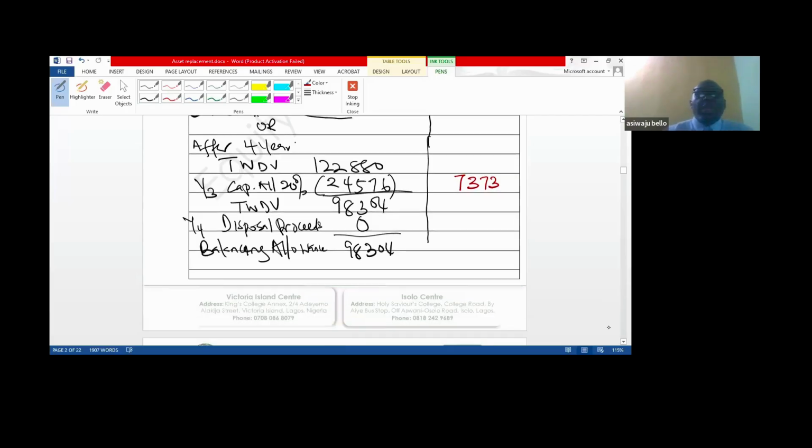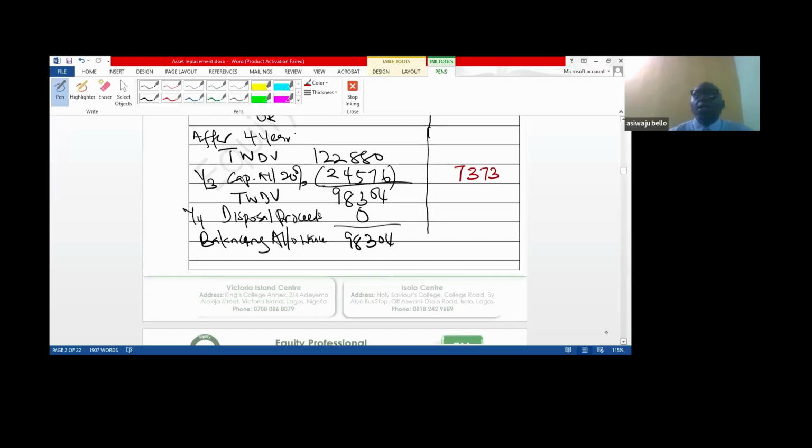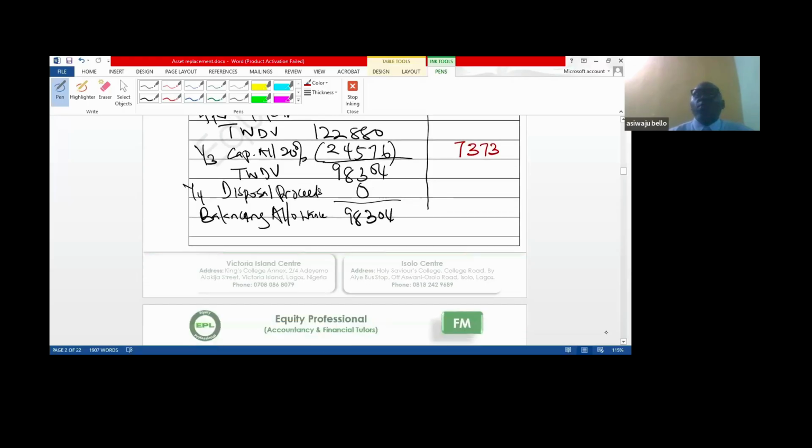Year 4, we are going to claim 98,304 multiplied by 30% tax rate. We are going to claim 29,491.